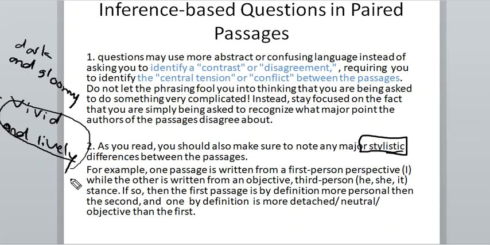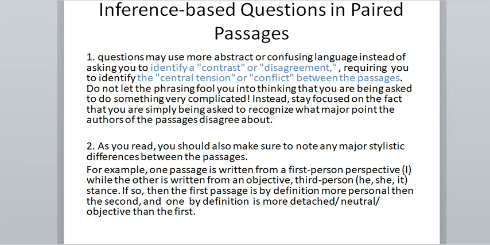So he has to use some sort of words to indicate that. Okay, and these words are indicators of shift in tone, because in the preceding passage he was dark and gloomy and sad, and then for some reason he started taking the opposite direction. So stylistic differences, and here's an example. One passage is written from a first person perspective, which is I, while the other is written from an objective third person, he, she, it stance.